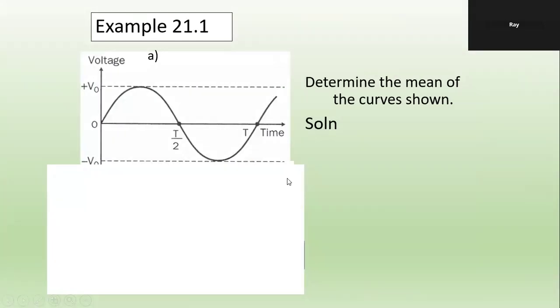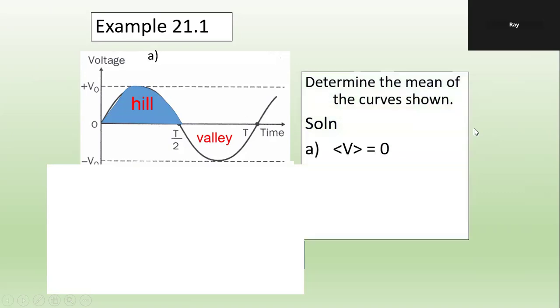Okay, determine the mean of the curve shown. What's the mean for the sine curve for voltage? What's the mean value? Average value, no? Think of this as a hill and this is the valley. We cut the hill to fill the valley. So what do you get? Ground level, no? Zero.